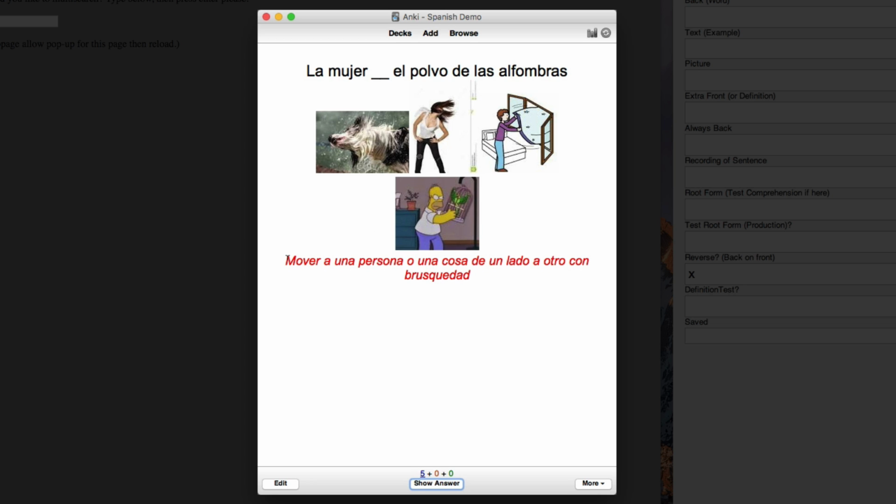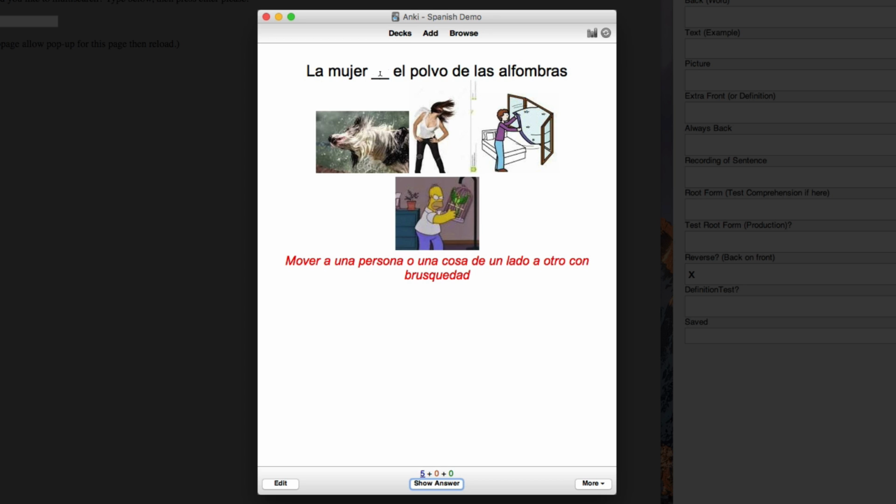And then we also have a definition here. "Mover a una persona o una cosa de un lado a otro con brusquedad." Move a person or a thing from one side to the other with brusqueness, speed, shaking things. So this is our definition of to shake.